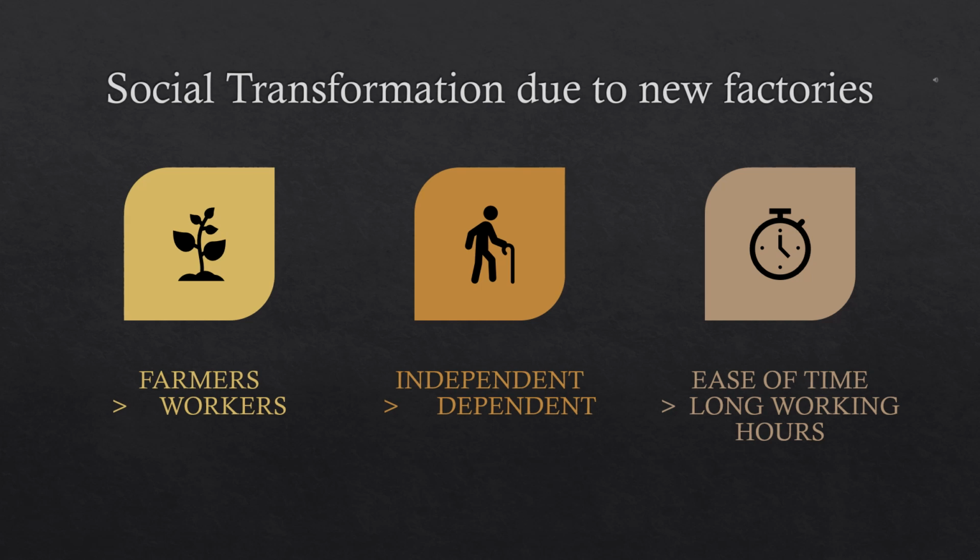Now, these farmers had to work in the factories. So, the transformation was that these farmers now became workers. When they were working in the domestic units, they were independent to work, and now they had to work in the factories and they became dependent. Most importantly, when they were working in the comfort of their homes, there was ease of time. So they could work as per their schedule, as per their timing. But now, in the factories, they had to work for long working hours.